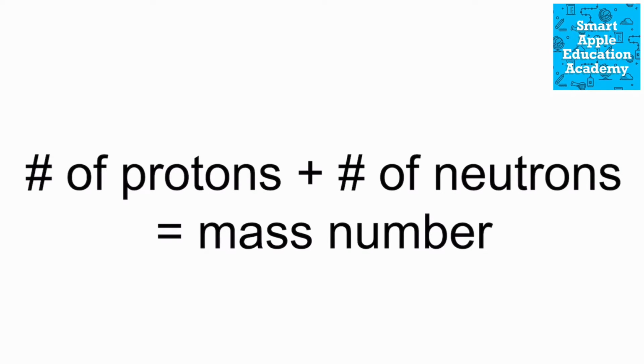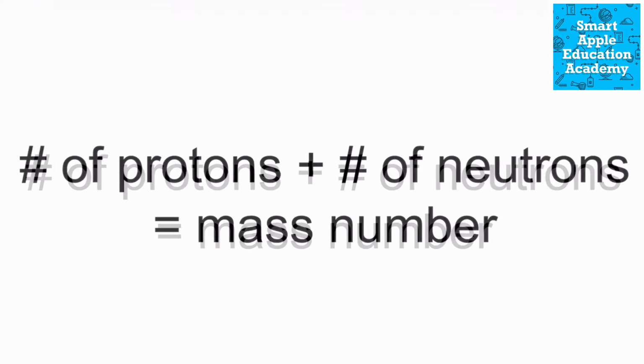So the number of protons plus the number of neutrons equals the mass number. If there are 3 protons for an element and 4 neutrons for an element, then the mass number for that element is 7, because 3 plus 4 equals 7. Also, if you're trying to remember what neutrons are, those are particles that have no charge.